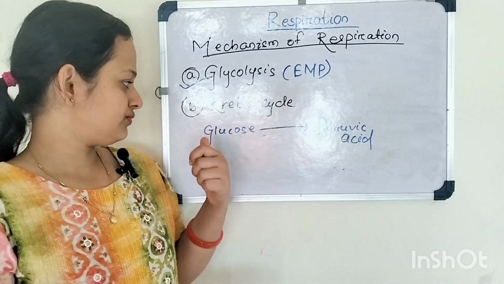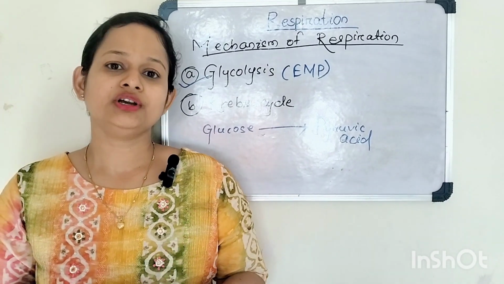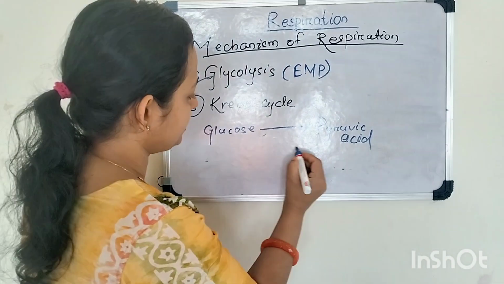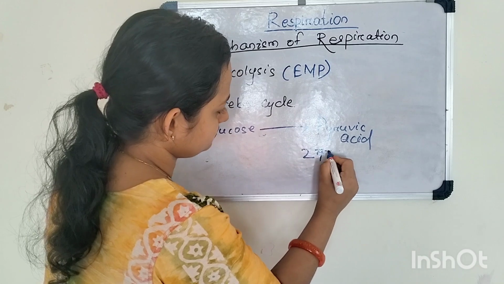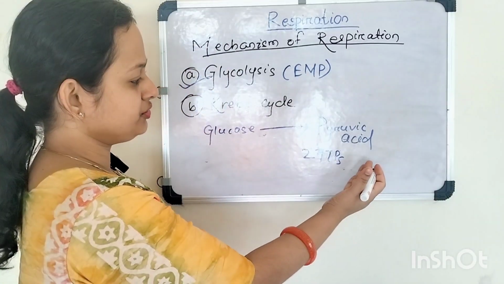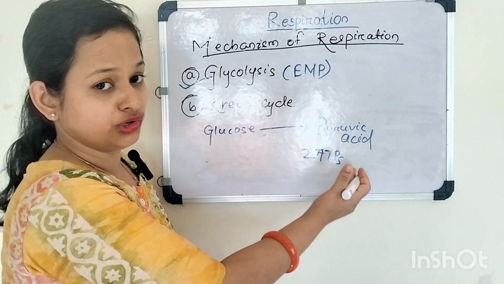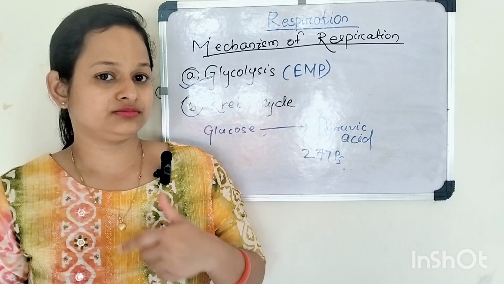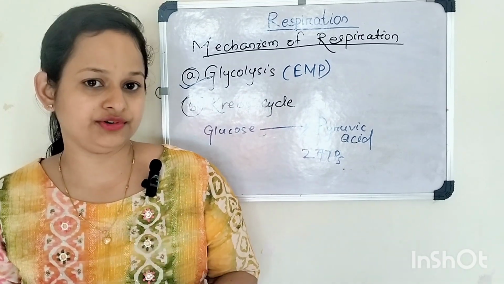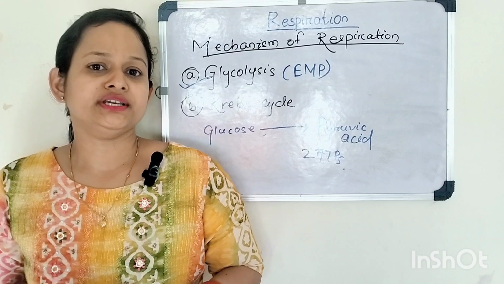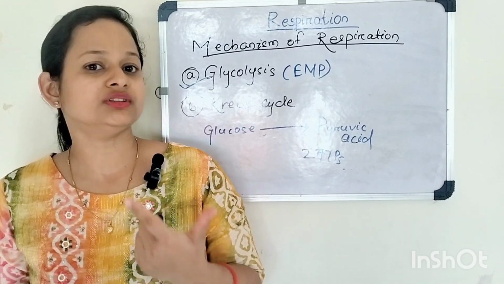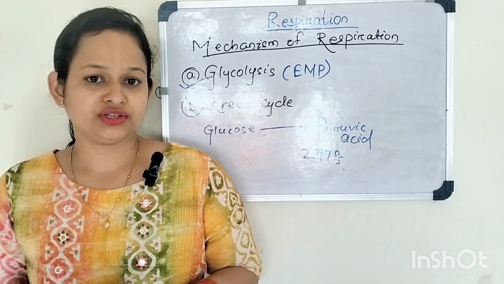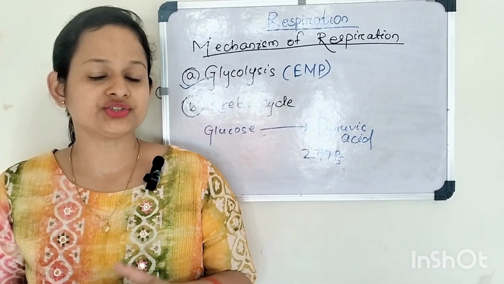In this process of glucose breakdown, the formation of energy also occurs, and this is only 2 molecules of ATP. When the glucose is converted into pyruvic acid, it gives us 2 molecules of ATP, and this is a very small amount of energy to carry out the different types of metabolic activities. So our body needs the aerobic mode of respiration more, because it gives a large amount of energy which can carry out all the metabolic activities of our body.